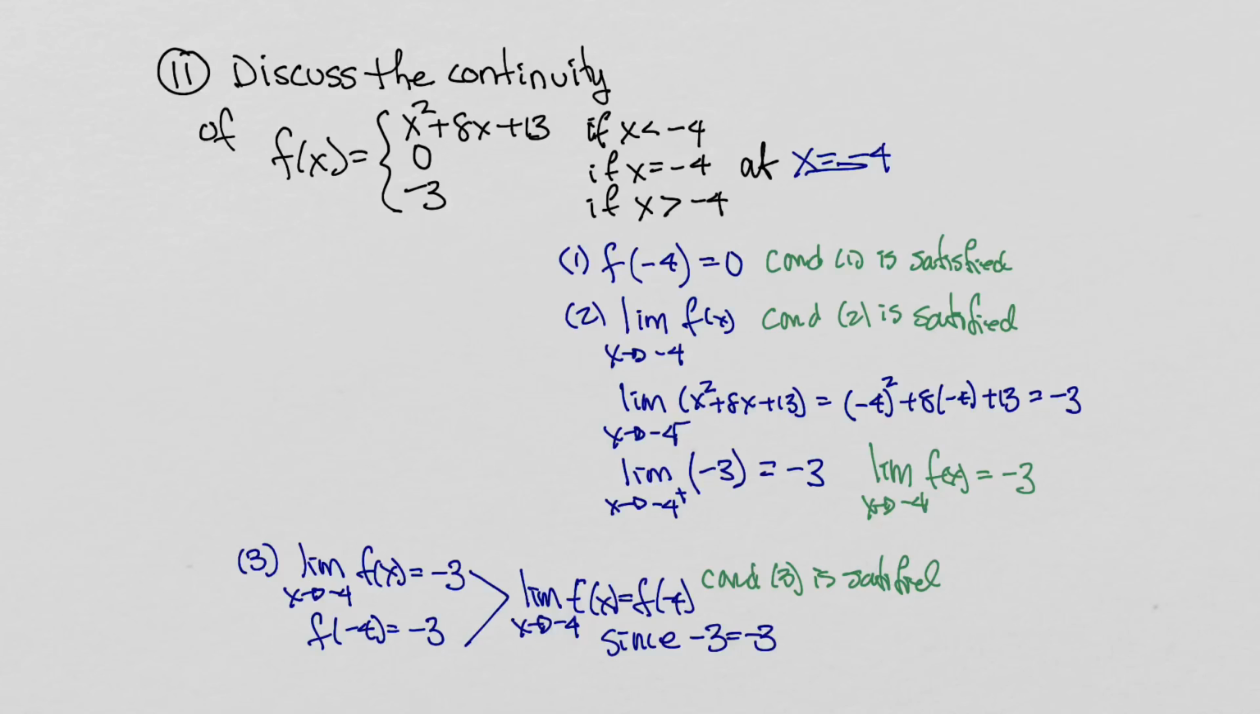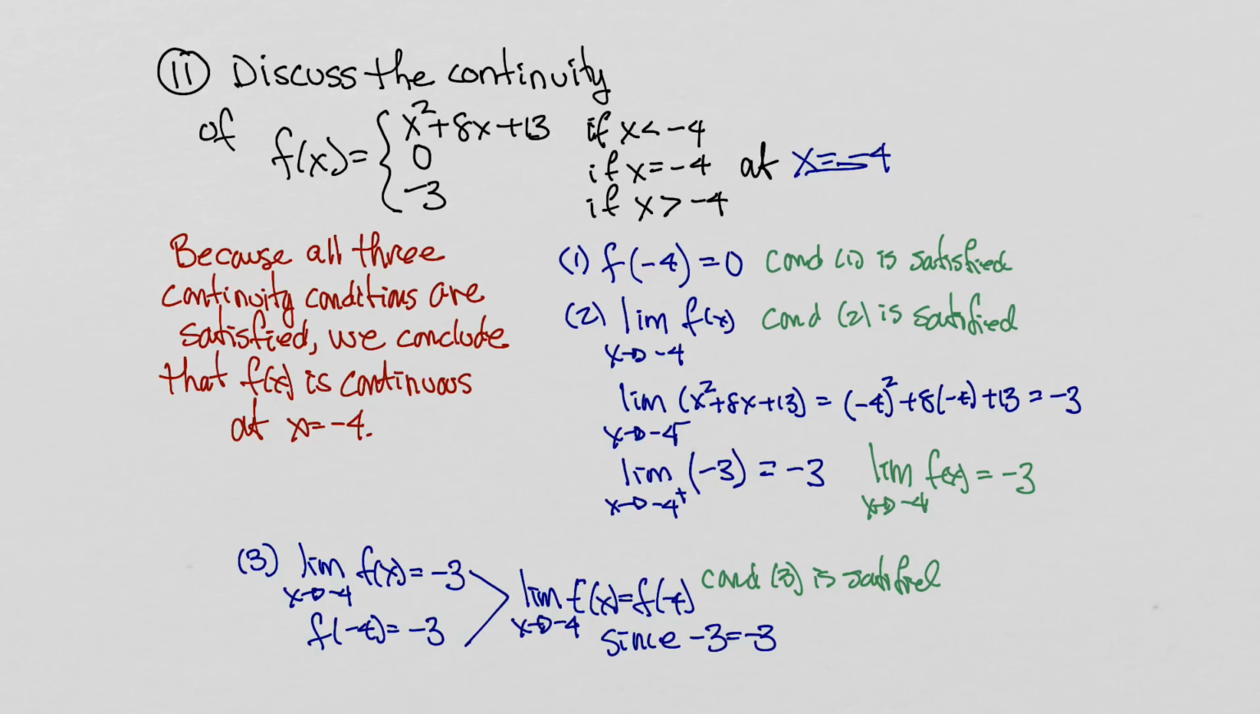Because all three conditions are satisfied, this function is continuous at -4. So let's write it here. Because all three continuity conditions are satisfied, we conclude that f(x) is continuous at x equals -4. And like we said before, we don't want to just say f(x) is continuous at x equals -4. We want to say why. And we're doing that here. We're saying because all three conditions are satisfied, we conclude that the function is continuous.